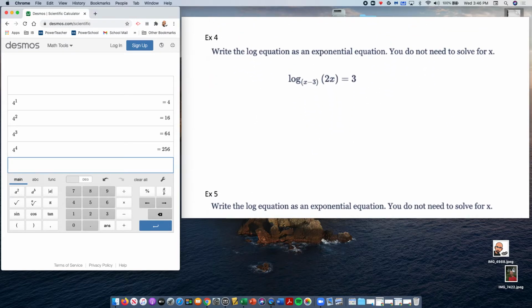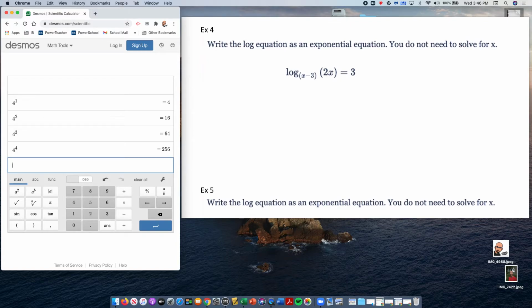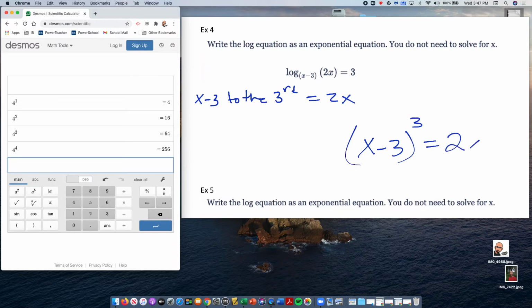On something like this, write the log equation as an exponential equation. You don't need to solve for x. Again, we're just converting this. So this is, if I write this out in words, x minus 3 to the third equals 2x. So x minus 3 to the third is equal to 2x. I don't have to solve it, I'm just rewriting it.